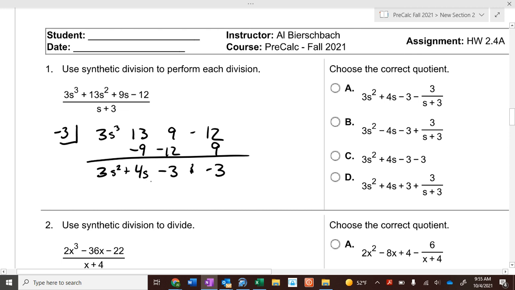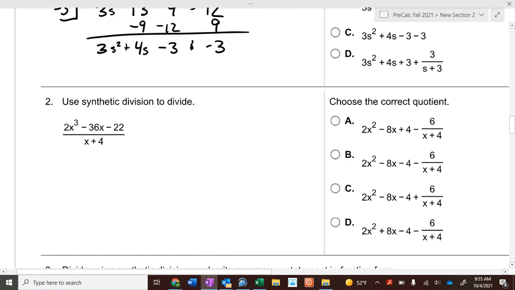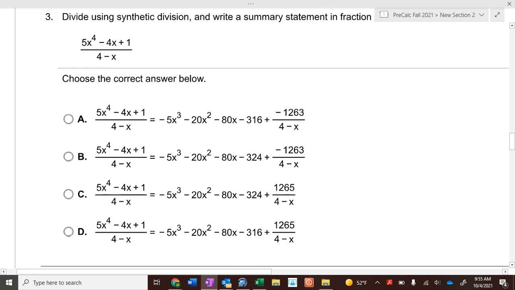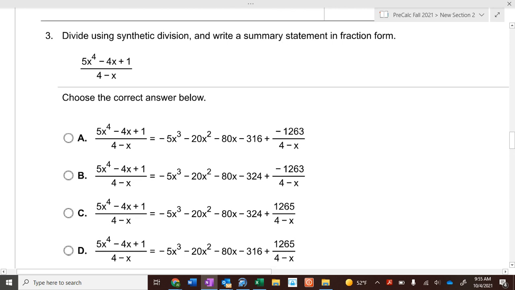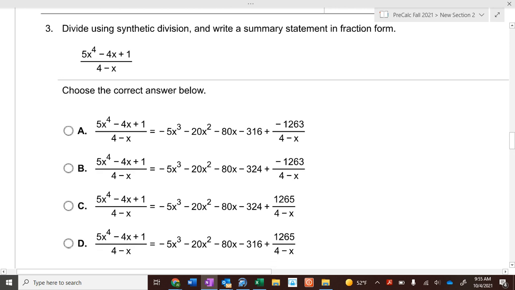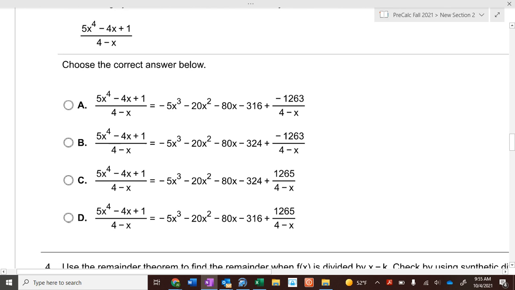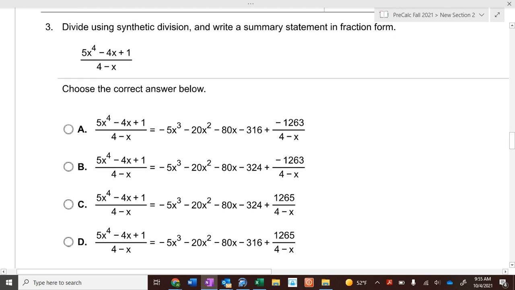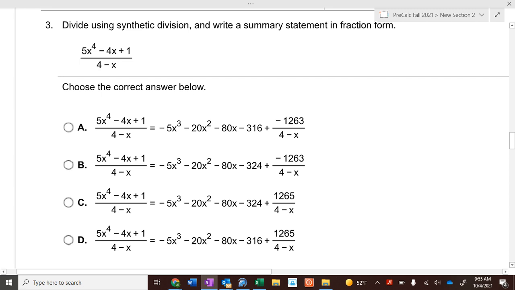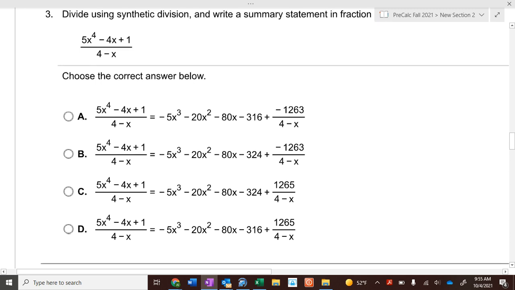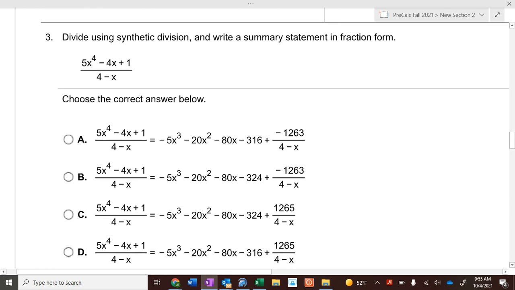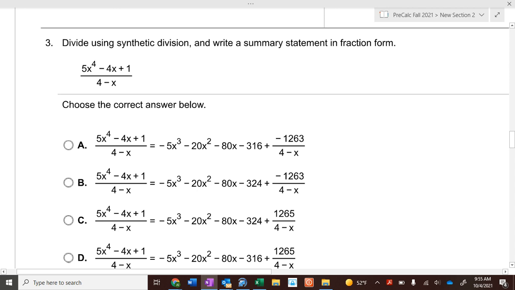So what's 3s squared plus 4s minus 3 with a remainder of negative 3? Well, that is choice A. See how that works? Synthetic division. Okay? So you'll have a few synthetic divisions. Okay? Written in fraction form. Because they have another form they have us write it in, but I just excluded all those problems because I don't like that form that they had. So, okay, this one. This one's a little different.